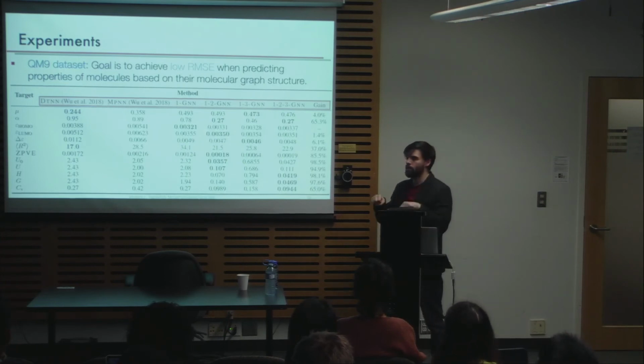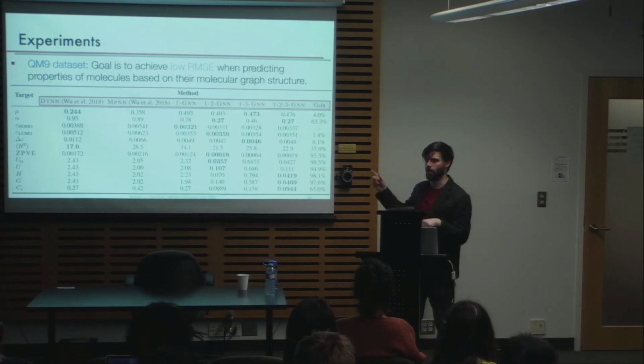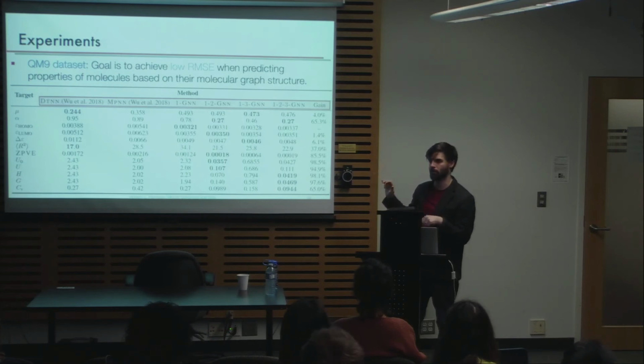We did match things in terms of number of parameters, but there is a lot more runtime for the hierarchical GNNs. So we decided to match for fairness on number of parameters, but you still do pay a pretty big penalty in terms of runtime.